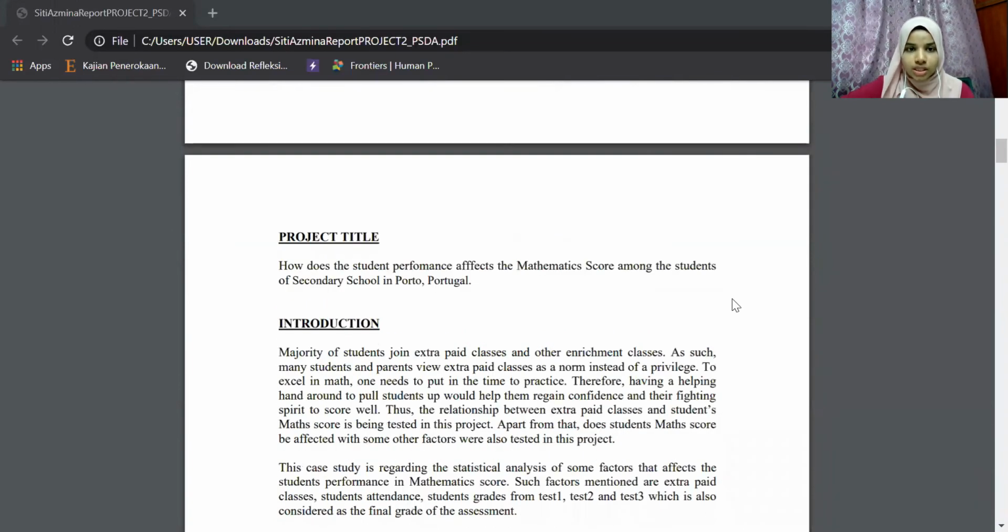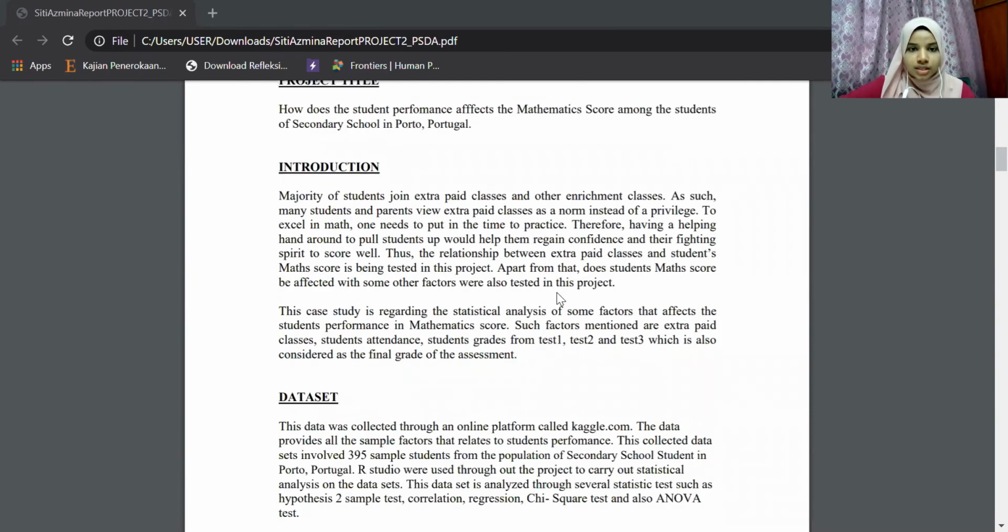My project title is: How does student performance affect the mathematics score among secondary school students in Porto, Portugal? This case study is a statistical analysis of some factors that affect students' performance in mathematics score. The factors are extra paid classes, students' attendance, and students' grades from Test 1, Test 2, and Test 3, which is also considered the final grade of the assessment. Grade 3 is also considered the final grade.